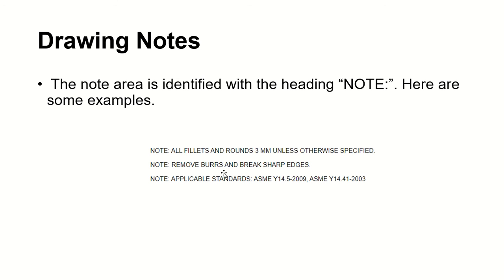Then we usually put the heading like that, N-O-T-E, all caps, and then a colon, and then of course, whatever you want to note. So here we want to note all fillets and rounds at 3 mm or less unless otherwise specified. Second note is remove the burrs and break the sharp edges, okay? And we have the applicable standards, and we're using ASME Y14.5 2009, ASME Y14.41 2003.